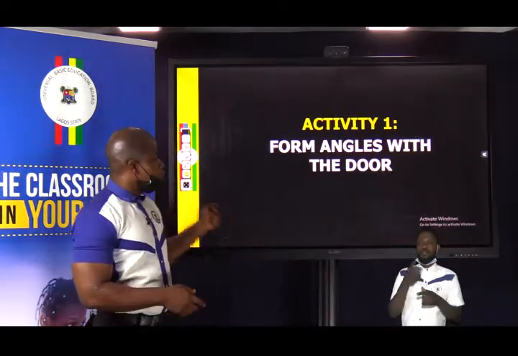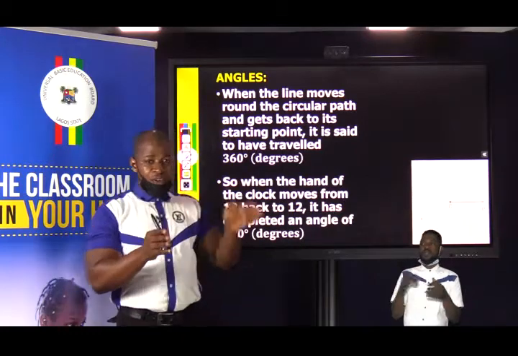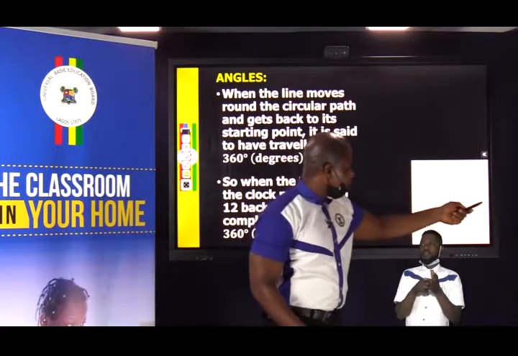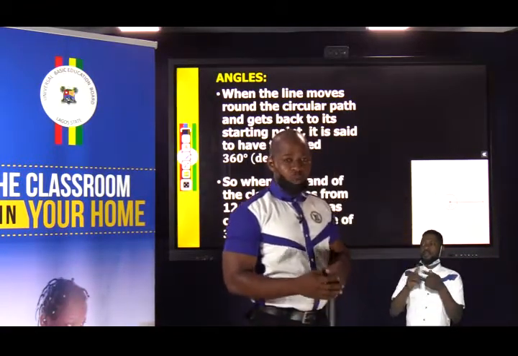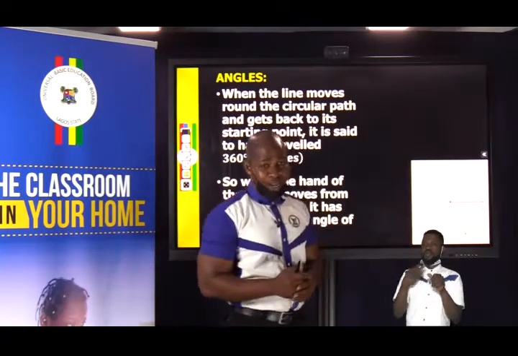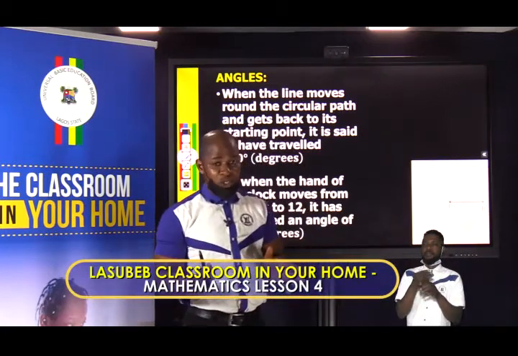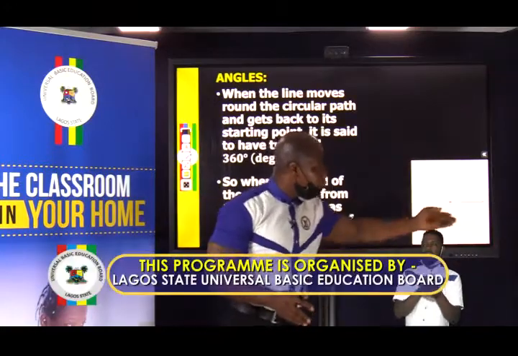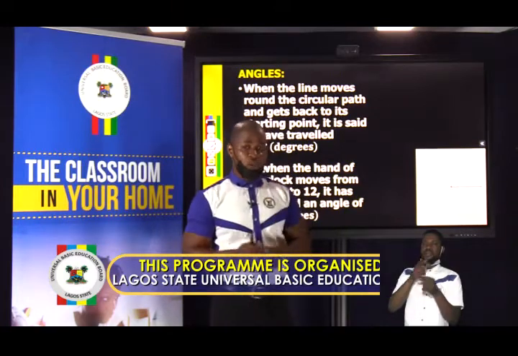Now let us look at some special angles. When the line that is moving around begins at a point like this and goes round the point back to the starting point, we say that it has moved a total angle of 360 degrees by mathematical convention. And that means that all mathematicians agree that when the line goes round and comes back to the starting point, it has gone around 360 degrees. So think of your clock.